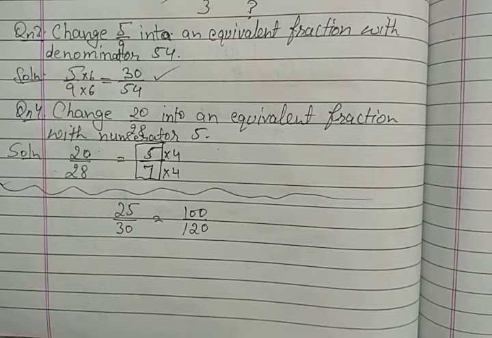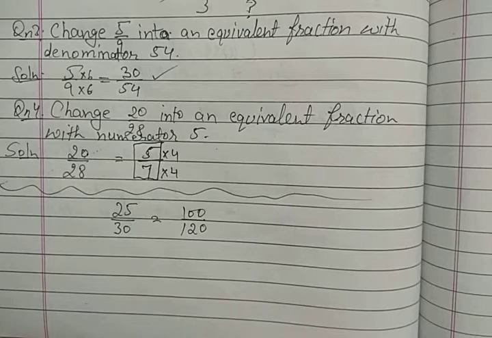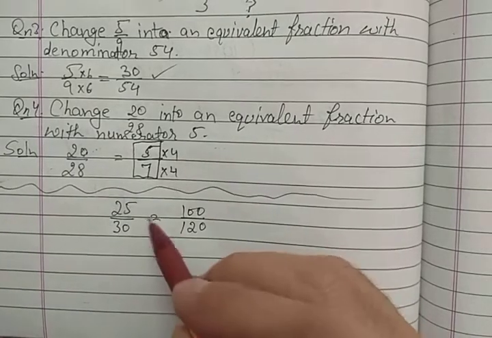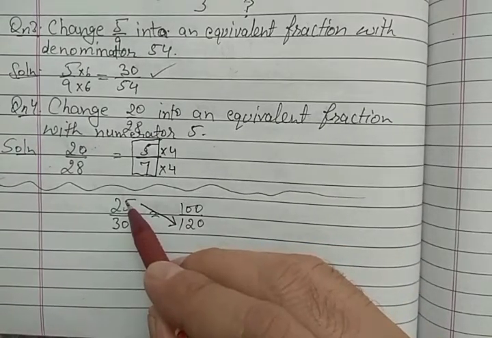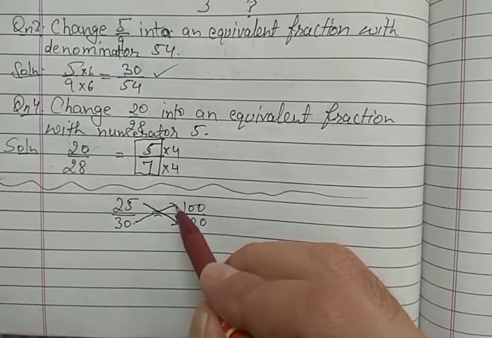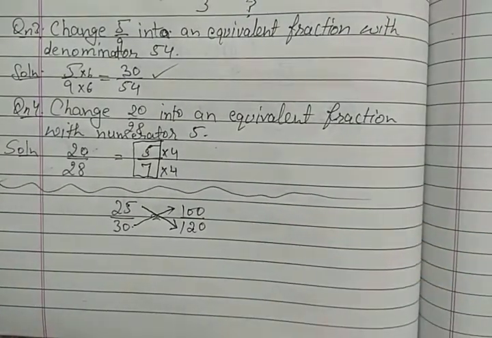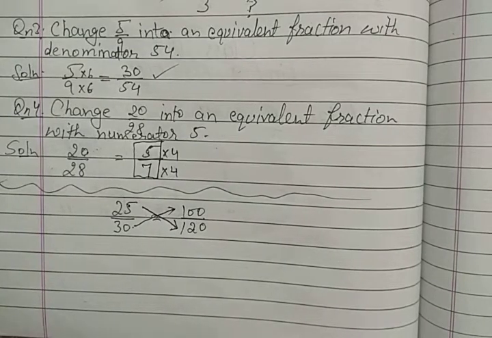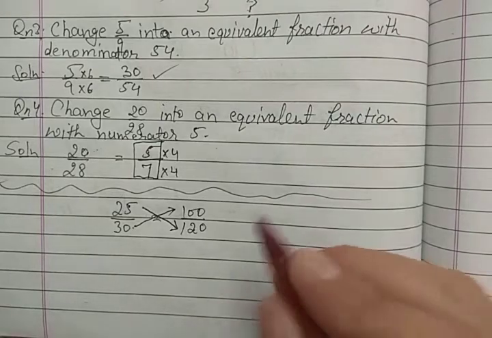So we have one easier method in which we have to cross multiply. Let us see how we can find out whether the given fractions are equivalent or not. We will cross multiply them. Cross multiply means multiply the numerator of the first fraction with the denominator of the second, and then the denominator of the first fraction with the numerator of the second. If the product is the same, then the fractions are equivalent. If the product is not the same, then the fractions are not equivalent. Let us check.